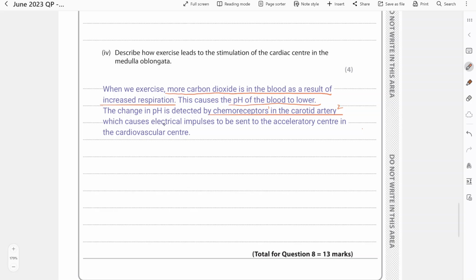And then electrical impulses are... I forgot to mention the acceleratory center in the cardiovascular center. So the acceleratory center increases the heart rate, and then you have the inhibitory center that decreases the heart rate.